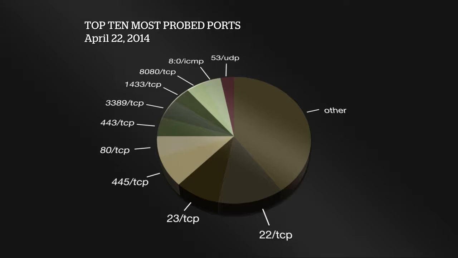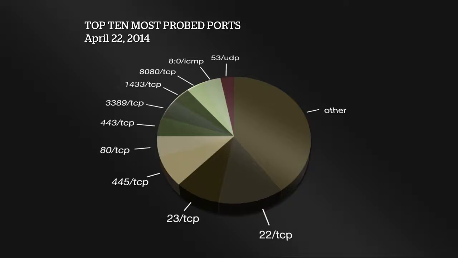So 23 and 22, we've talked about this week in and week out, associated with these probes looking for password guessing attacks, predominantly against the Internet of Insecure Things devices that seem to be prevalent. Port 445 continues to be associated with the Conficker latent infections. Next we see port 80, port 443 TCP. Many of those probes we talked about a little bit here, possibly associated with looking for Heartbleed vulnerabilities.